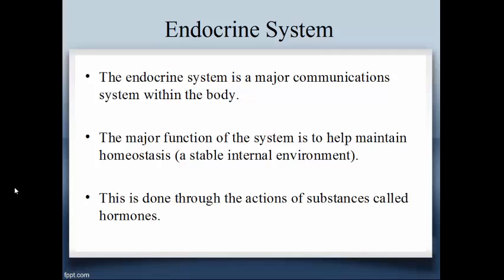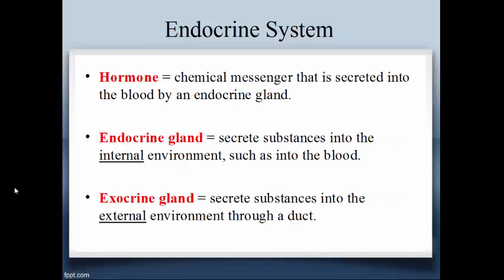Now, this is done through the actions of a substance called a hormone. Here's the formal definition for hormones. These are chemical messengers that are secreted into the blood by an endocrine gland. And next, I will cover the difference between endocrine and exocrine. People tend to get this confused quite often.